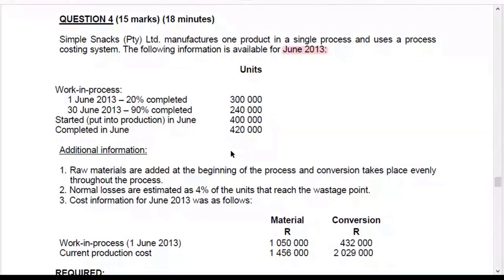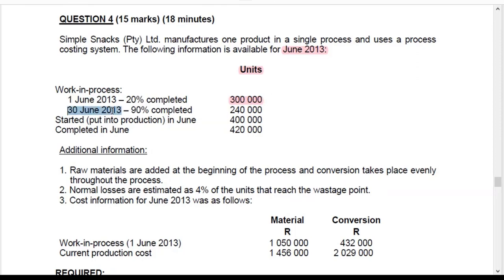Right? So Simple Snacks manufacture one product and they're using single process and process costing. The information that we were given is for June 2013. The units information that they gave us is as follows. Work in process, June, 20% has been completed, and it's 300,000 units. So this is your opening WIP, right?